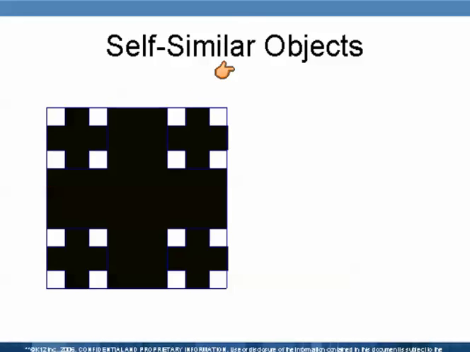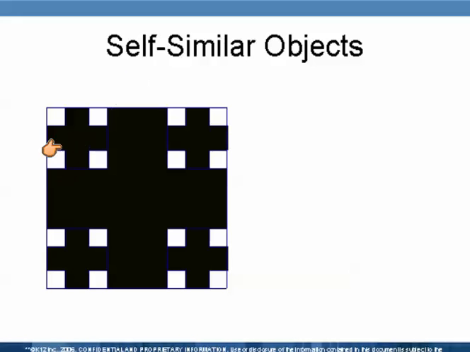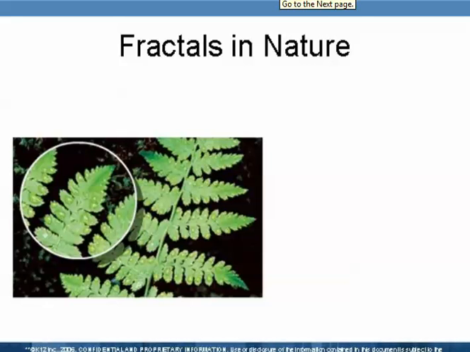So what are we talking about today? It says self-similar objects. Actually, the concept is fractals. Fractals are a thing of nature. If you look at this leaf, see how it's divided up into little bitty portions? It is similar to itself over and over and over again, like this square was. It's a self-similar type object. But they're called fractals.